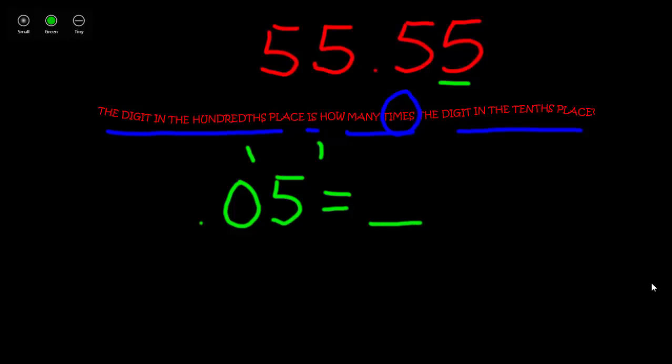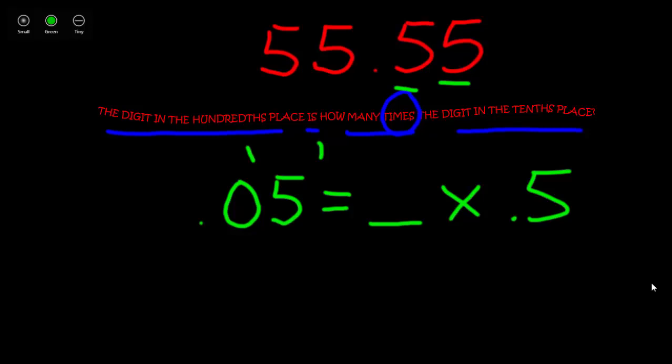How many times is our operation signal word? We know that is multiplication. The digit in the tenths place we have here, which is 5 tenths. This helps me understand what the question is really asking when I see it as an expression. Now it should be much easier to understand. So we're multiplying 5 tenths by something that is unknown to make it equal to 5 hundredths.